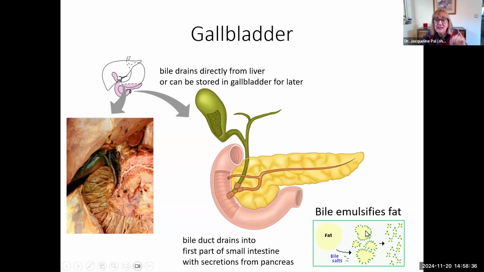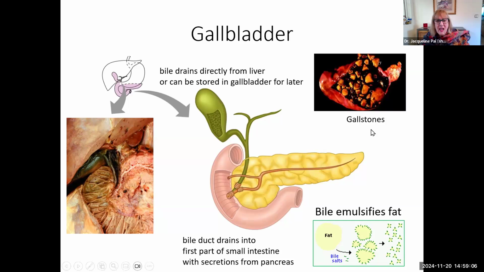It's mechanically digesting it. So now, instead of having the surface area of one big fat globule, you can see all the green surface area of all these smaller fat globules where the bile salts are. And so now if we ever get an enzyme that will act on lipids, we have a much bigger surface area.